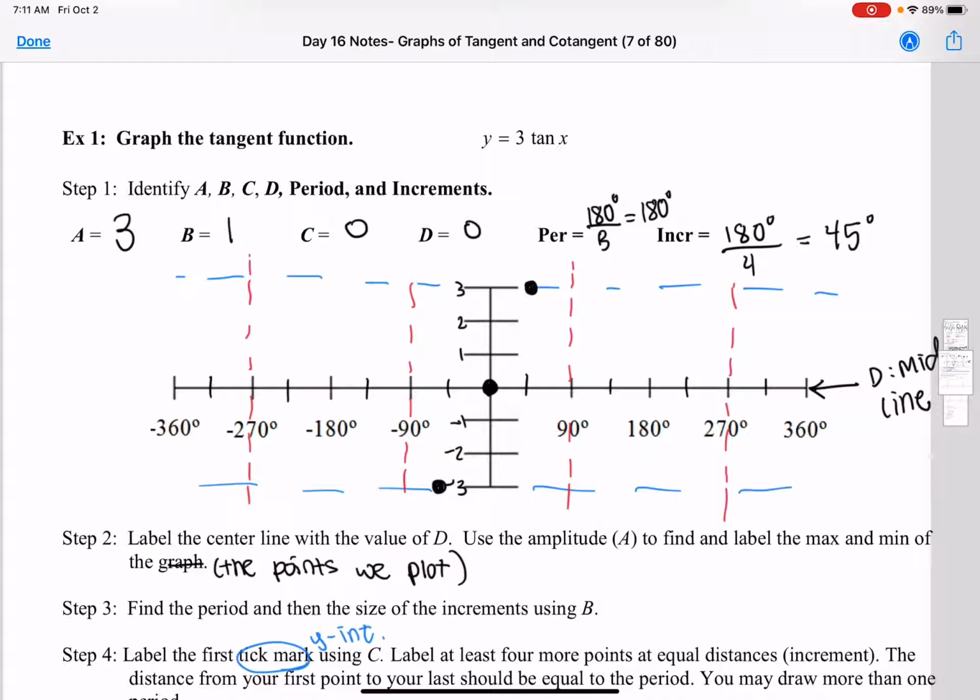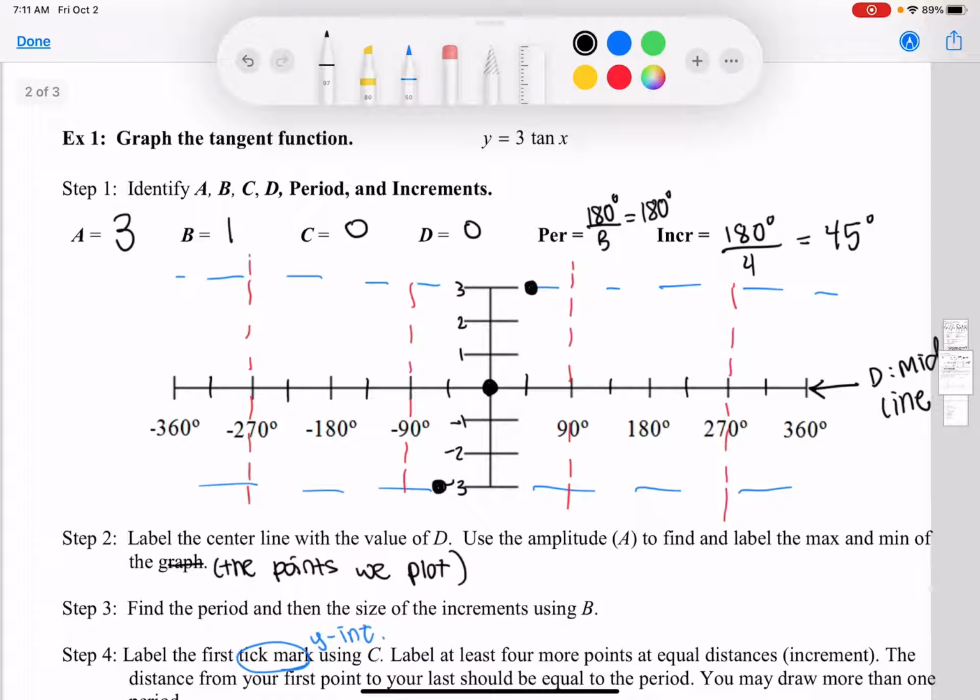Okay, so I'm going to continue plotting those points. Now in my next section between asymptotes, same thing. I'm going to plot halfway between these asymptotes on the middle line, and then evenly spaced, so 45 degrees in either direction from this point at 180. I have a point below on that -3 and above.